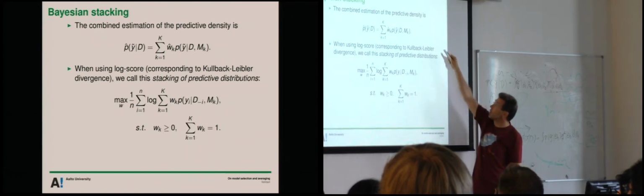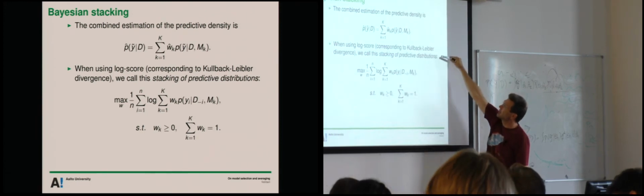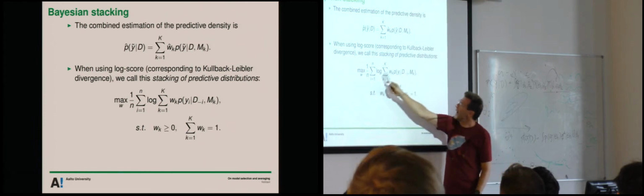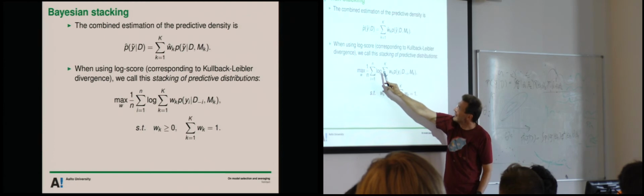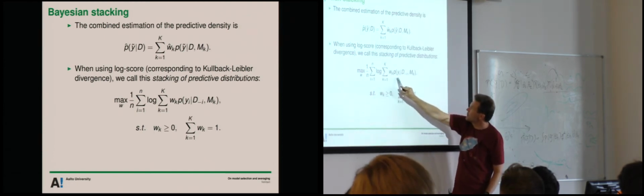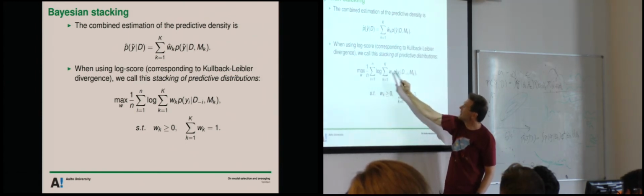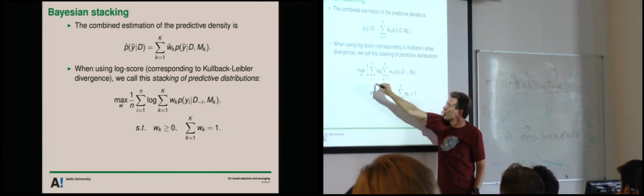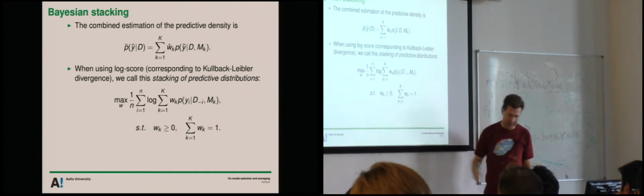When we use log score corresponding to Kullback-Leibler divergence, we call this stacking of predictive distributions. And so we maximize the weights: these are the leave-one-out predictive distributions, a weighted sum of them, and the log of those leave-one-out predictive densities, sum over observations and maximize, with the constraints.